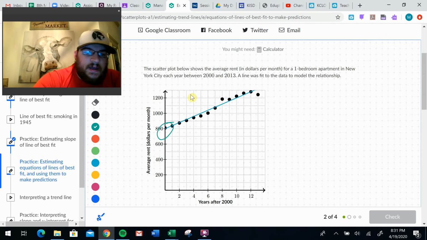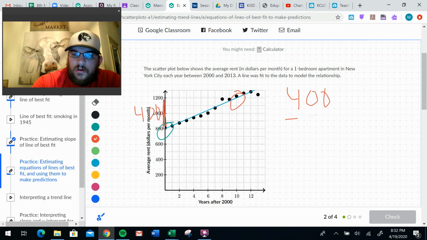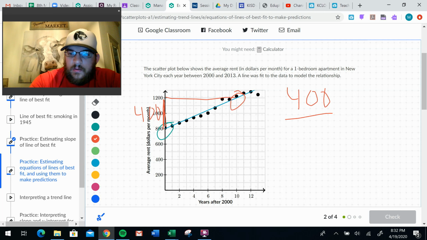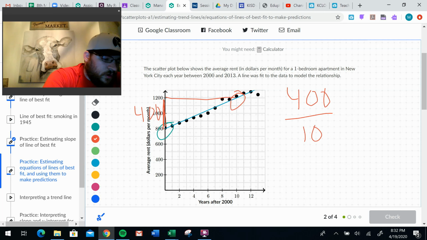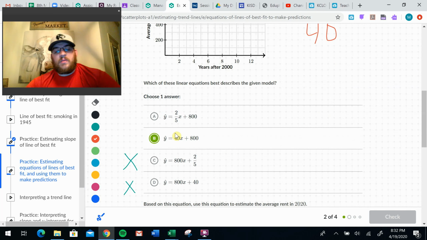Okay, well, let's find our slope really fast. All right, so we're going to pick 2 points. So let's go with the first one at 0 and 800. And then let's go with the second one up here. Okay, so we go from 800 to 1200. Well, that's an increase of 400. So my rise is going to be positive 400. And in my run, we go from 0 to 10. Well, that's an increase of 10. 400 divided by 10 is going to be 40. So my slope should be 40, making the correct answer B.